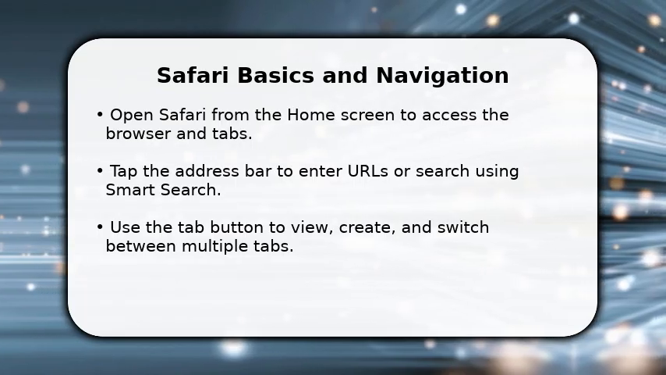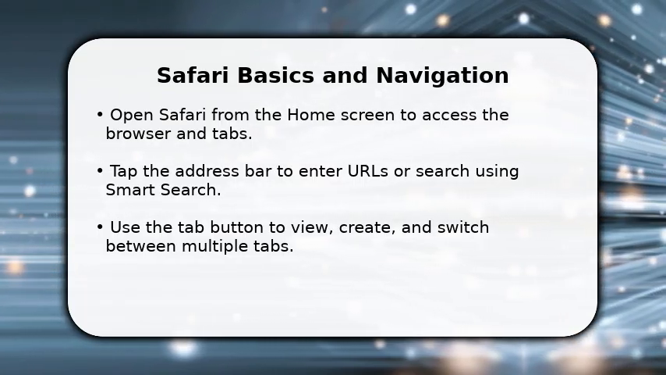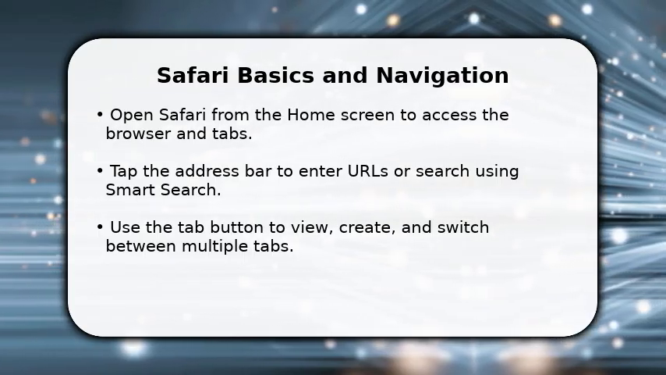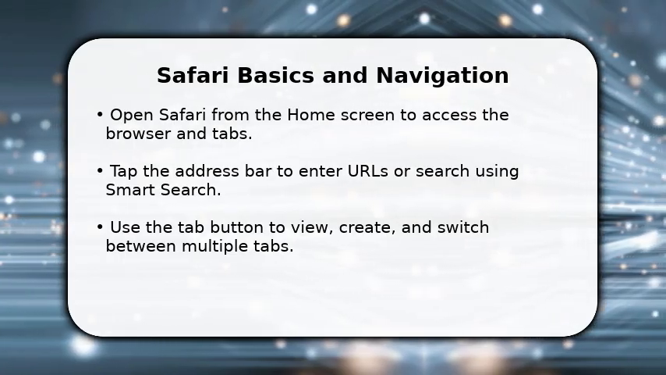Swipe left or right on the address bar to switch between tabs when available. Use the back and forward arrows to navigate page history one page at a time. Tap and hold links to open them in a new tab or preview the web page content.